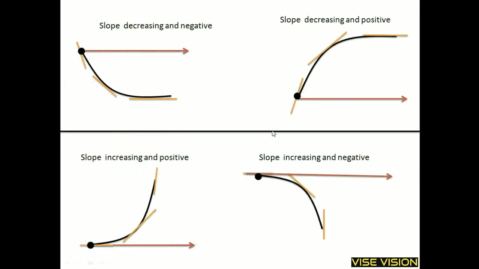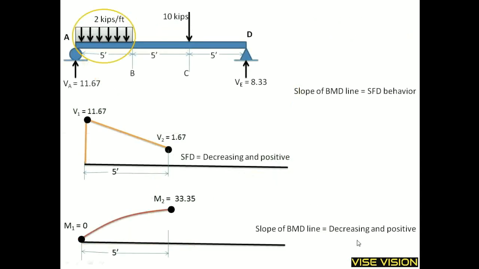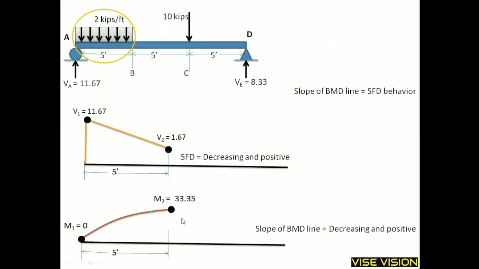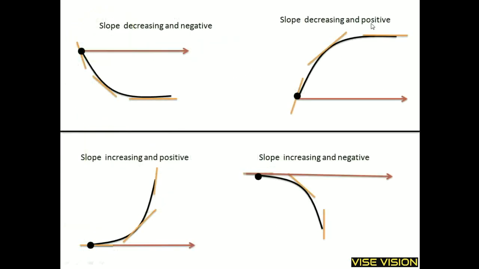These are four possible curves that you will face in drawing the BMD line. Here I have drawn a decreasing and positive line. How do I get these terms? I get these terms from this SFD value. Now this is the decreasing and positive line which I have drawn here. It is positive because it is above my baseline, and it is decreasing.